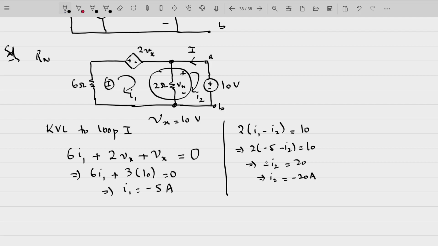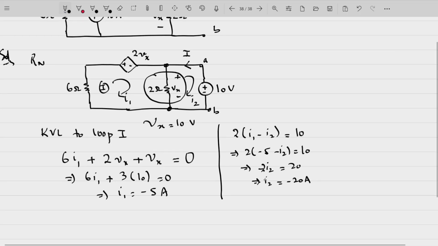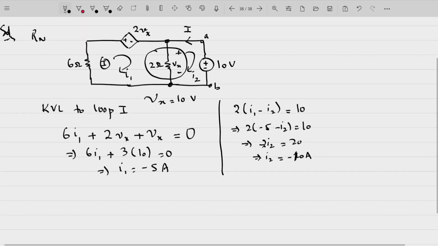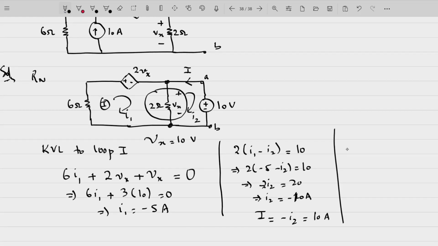Sir, minus 10. Okay, I forgot this 2 here. This 2 is multiplied with this as well, 2I2, so this will be minus 10 amperes. If I2 is minus 10, that means I is equal to minus I2, which is equal to 10 amperes. Fine. Now my I is 10 amperes here. The original voltage that I have applied is 10 volts. So Rn therefore will be equal to the voltage that I have applied, that is 10 volts, divided by the current I, that's also 10 amperes. I am getting 1 ohm.